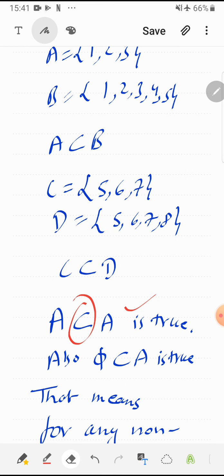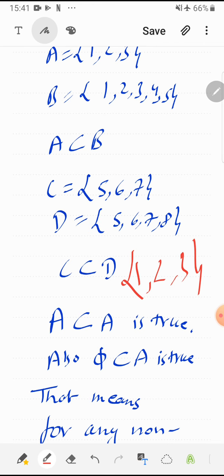Similarly, phi subset A is also true, because phi means nothing. For example, if I have a set {1, 2, 3} and someone asks, apart from 1, 2, 3, what does this set have? So this set has 1, 2, 3 and after that it has nothing. That means phi. So phi is a subset of any other non-empty set. I hope this is clear to you.